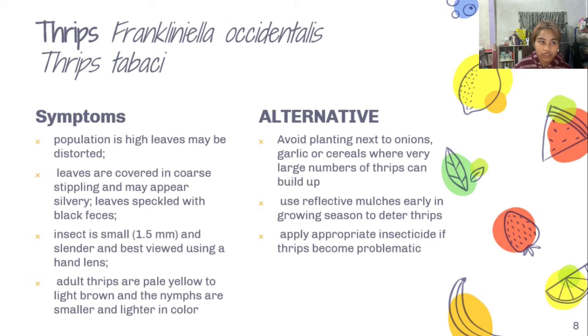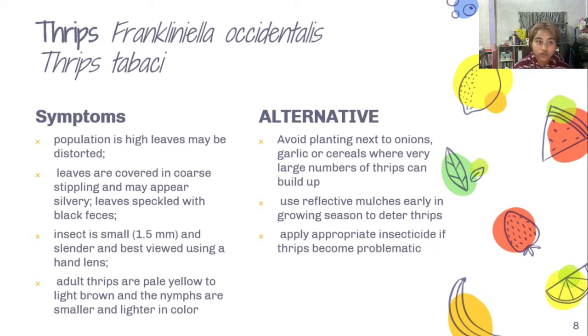The symptom of thrips: if the population is high, leaves may be distorted. Leaves are covered in pores thickly and may appear silvery. Leaves are specked with black fecal spots. The insect is small, 1.5 mm and slender, and thus viewed using a hand lens. Adult thrips are pale yellow to light brown and nymphs are smaller and lighter in color.